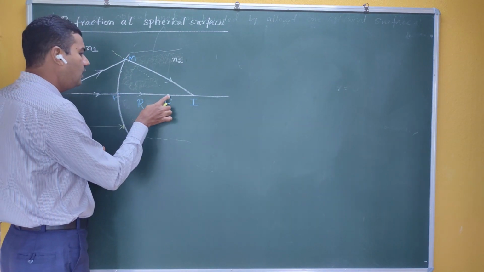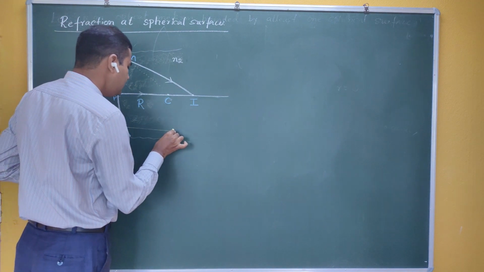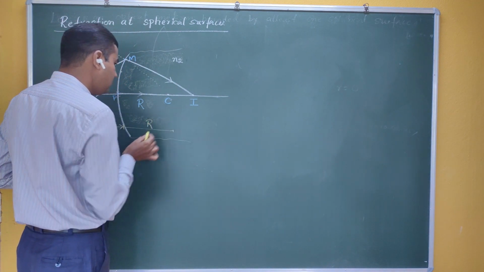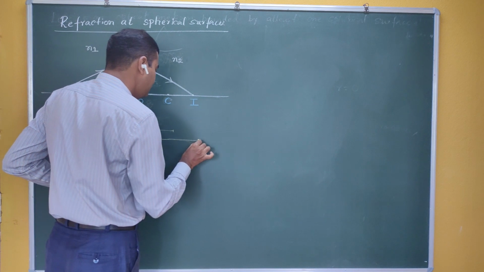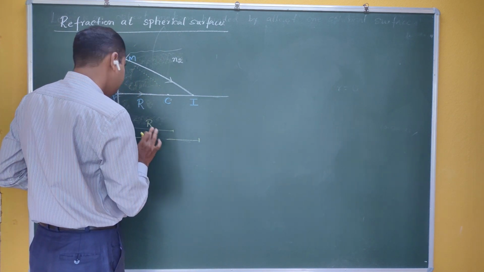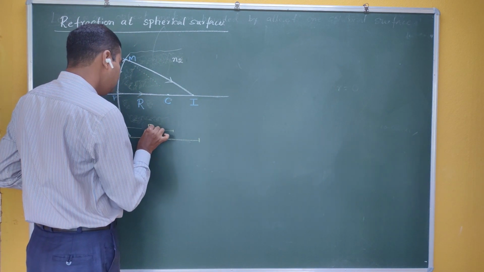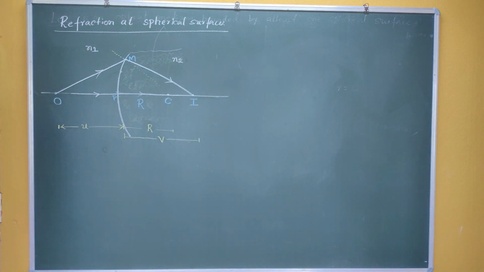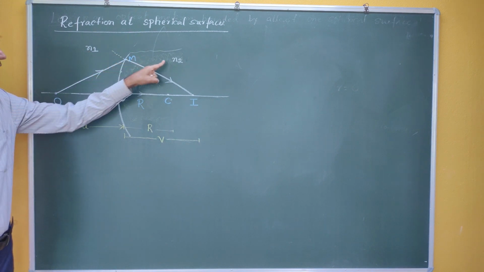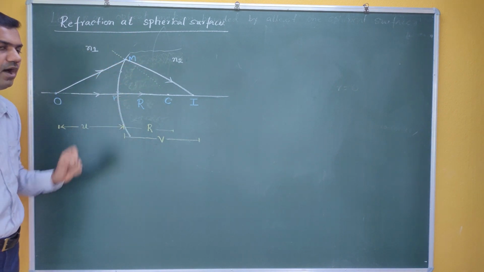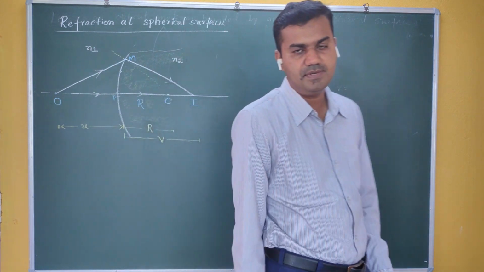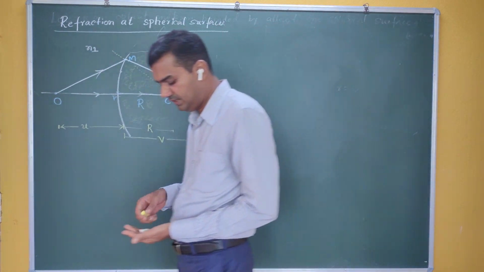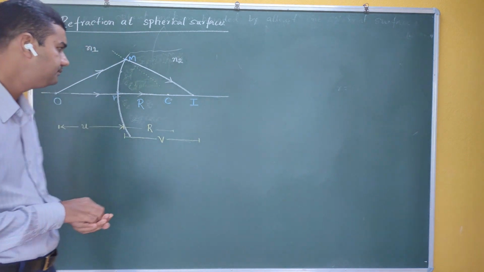The distance between pole and C is nothing but what? This distance is nothing but the radius of curvature R, and the distance between the image and the pole is nothing but image distance V. Is it correct? Okay, so now the discussion is we have to make a relation which connects N1, N2, U, V and R. If I derive that particular relation, then other things are very easy.